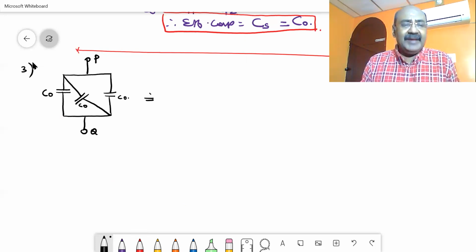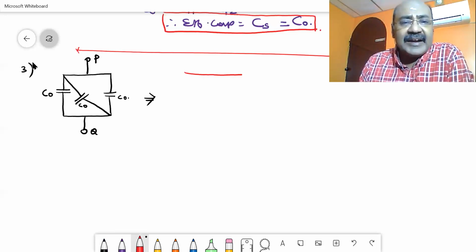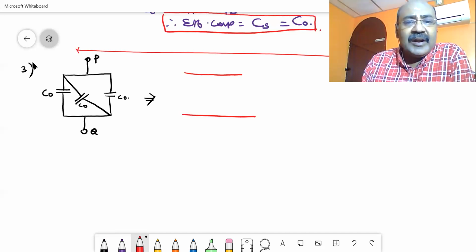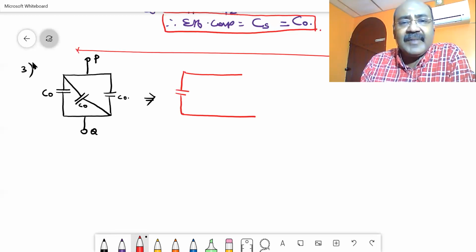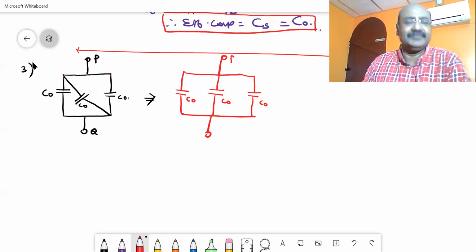See, simply this diagram can be drawn like this. Here you are having a connection and here you are having another connection. In between these two lines, you are having three capacitors. One at this end, another one at this end. If you are considering this point or this point or this point, all are the same. So we can draw the diagram like this. All these capacitances are C0, C0, C0, and you are asked to calculate the effective capacitance between these 2 points, P and Q.